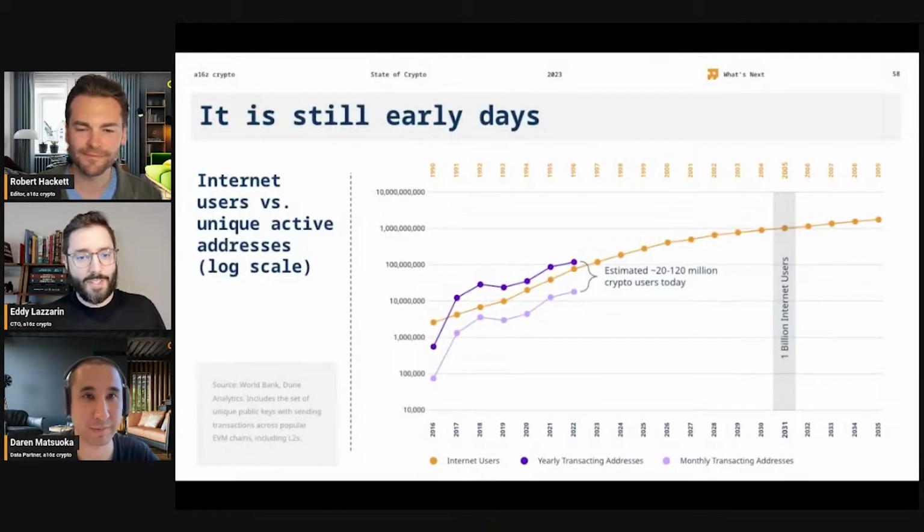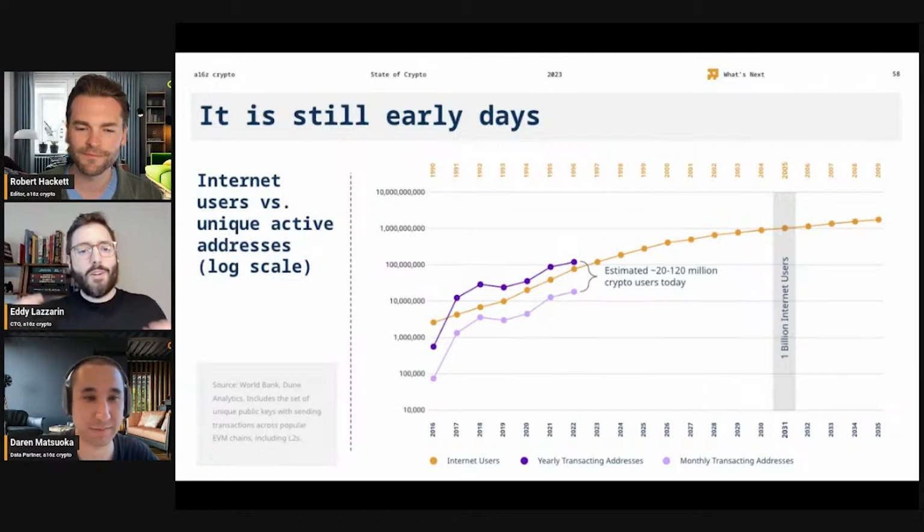And we have just a couple more little things to show. What's next, right? What's next in crypto? So a little bit of prognostication. It's still really early, but the total number of internet users and the total number of active addresses continues to track just behind internet users in the early development of the internet.